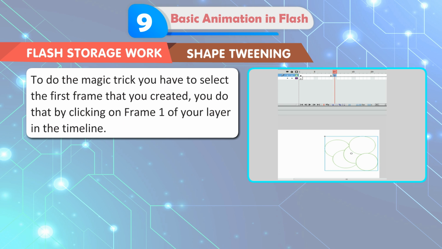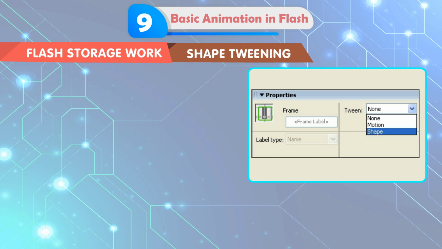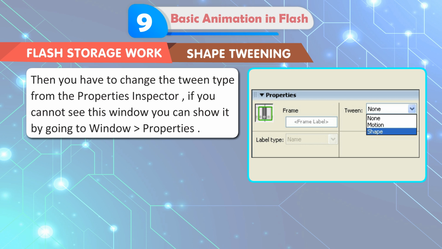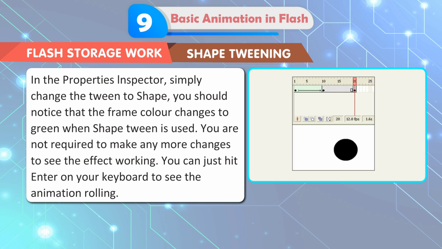To do the magic trick, you have to select the first frame that you created. You do that by clicking on frame 1 of your layer in the timeline. Then you have to change the tween type from the Properties Inspector. If you cannot see this window, you can show it by going to Window, Properties. In the Properties Inspector, simply change the tween to shape. You should notice that the frame color changes to green when shape tween is used. You are not required to make any more changes to see the effect working. You can just hit Enter on your keyboard to see the animation rolling.